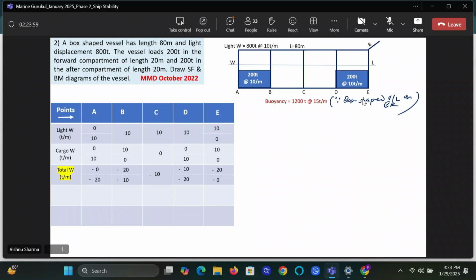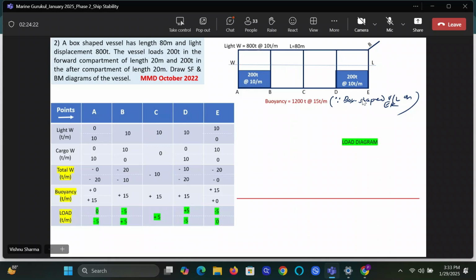Being box shaped on even keel, buoyancy is uniformly distributed. So we divide the first and the last point, and that gives us the load. All the three forces, the light displacement, the cargo weights, and the buoyancy comprise horizontal lines. So the load diagram will also comprise straight horizontal lines. And the load diagram would come like this. I've done it up to the load diagram, I think. This is the similar load diagram which we got in the case of that log. Only the values were different.